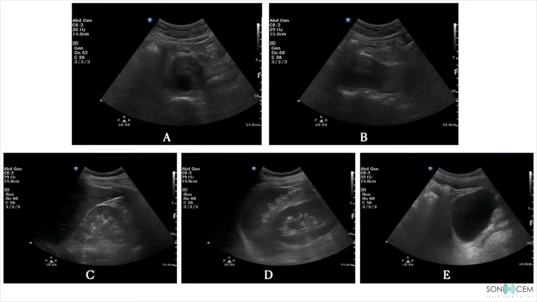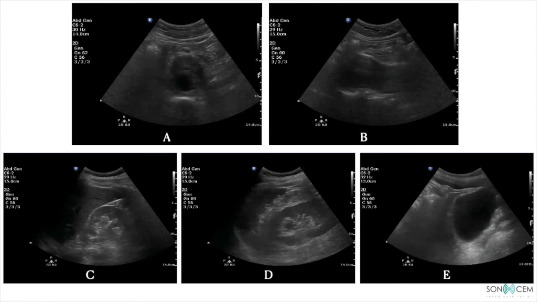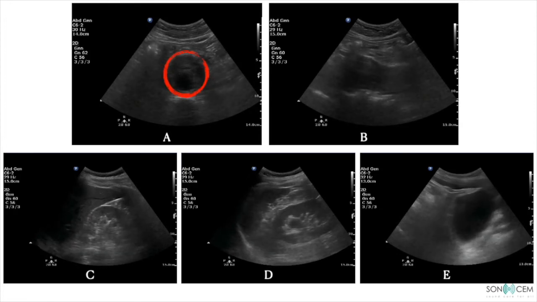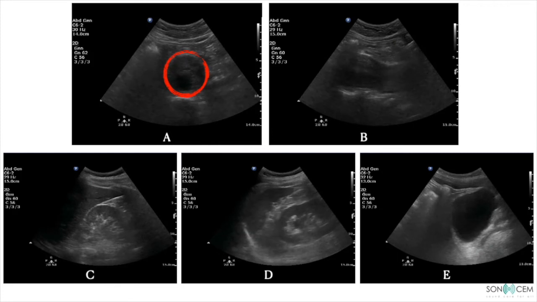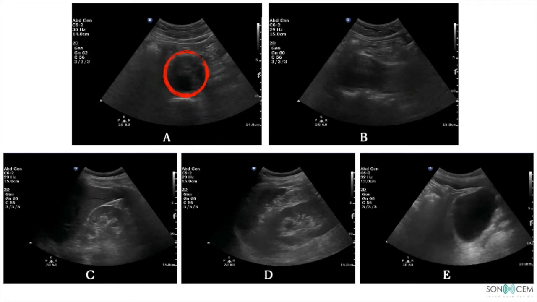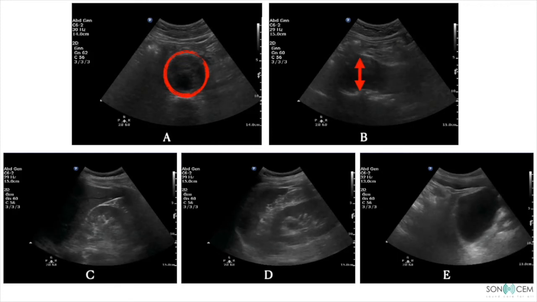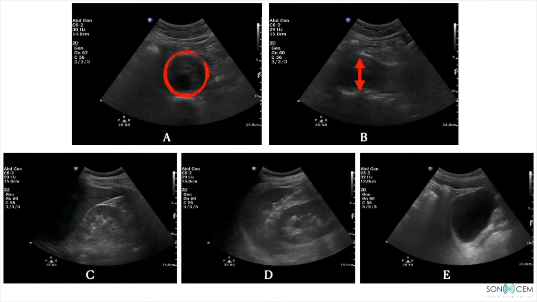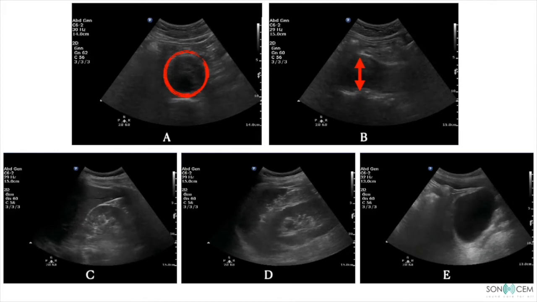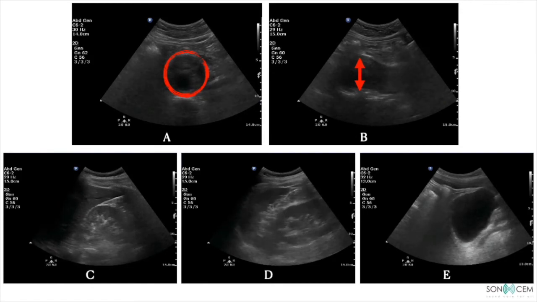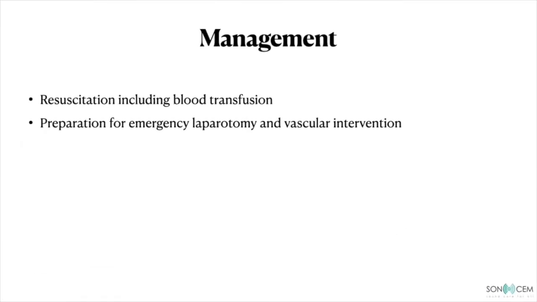Here, there is abdominal aortic aneurysm. However, there is no free fluid visualized intraperitoneally. A ruptured AAA diagnosis was made. It most probably ruptured into the retroperitoneal cavity. This patient requires resuscitation, including blood transfusion, and also preparation for emergency laparotomy and also vascular intervention.